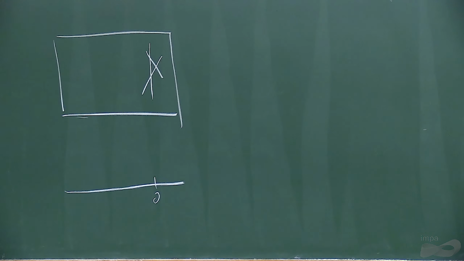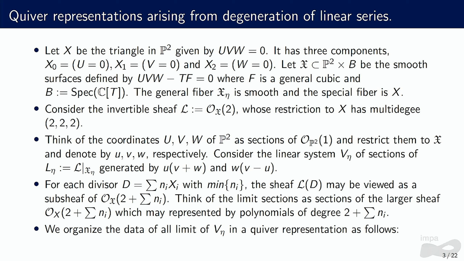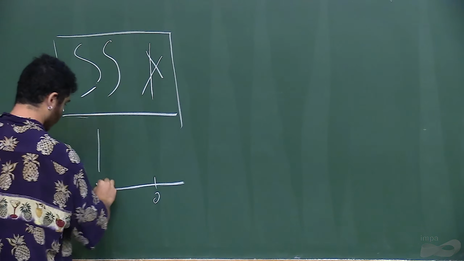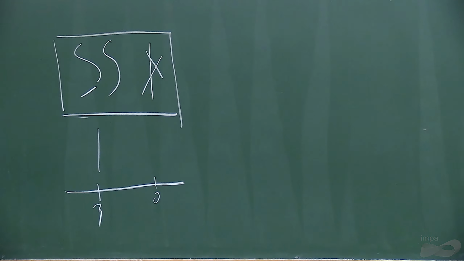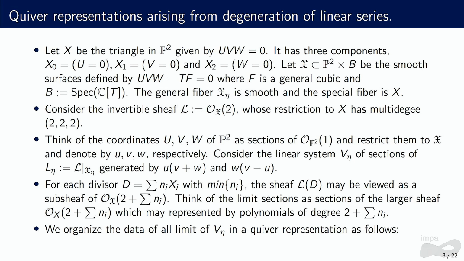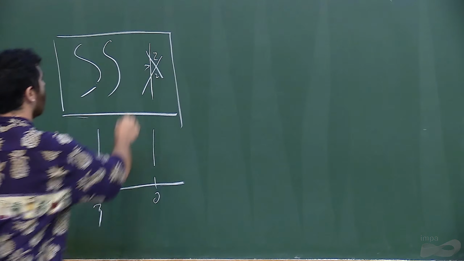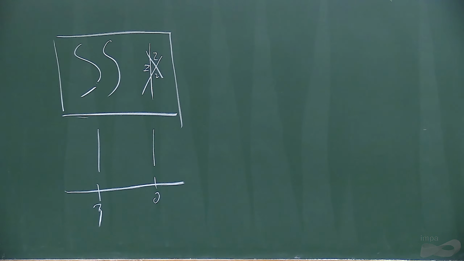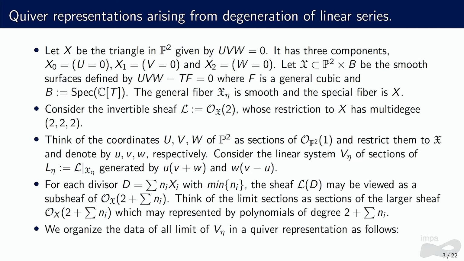And then we look at this deformation, which is given by this equation where f is a general cubic. So we have a picture like this. The generic fiber is smooth, and in the special fiber we have these nodal singularities. Then we take this sheaf on the family, and we see that it has multi-degree, let's say, 2, 2, and 2 on the special fiber. We can restrict this sheaf to the generic fiber and consider a linear system. And the question is, when we extend this linear system, how many limits do we have?